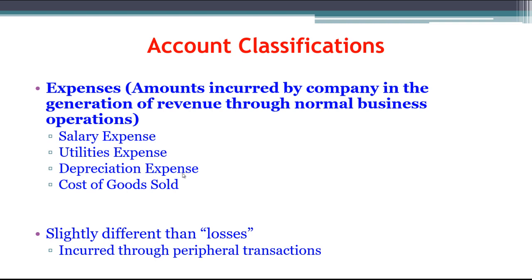And then cost of goods sold. Notice this one does not have the word expense after it, although it's a very important expense for a company. It's basically the expense of them using up their inventory to sell it. So the point here is that the only reason we have these expenses is that we're trying to run a company and generate revenues.